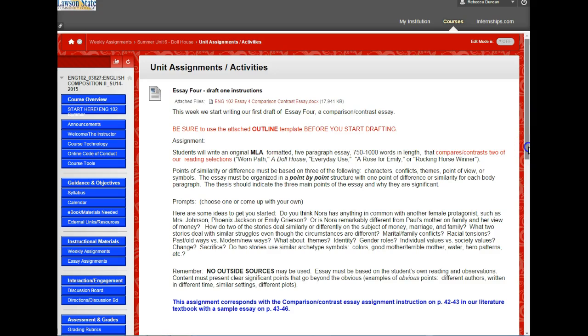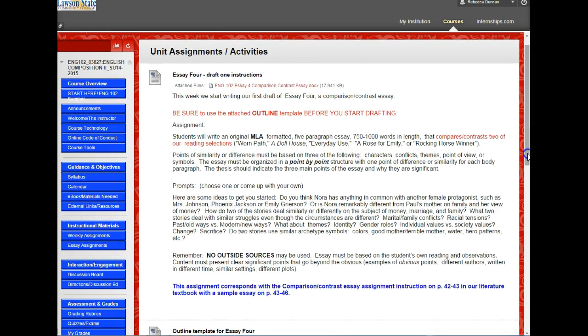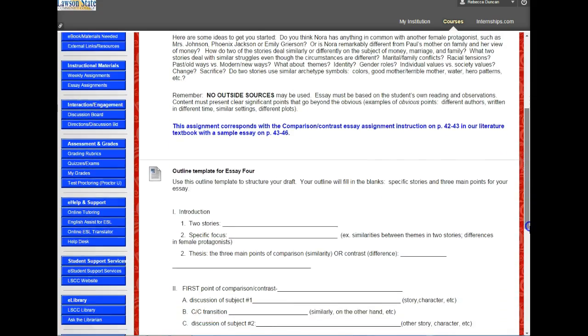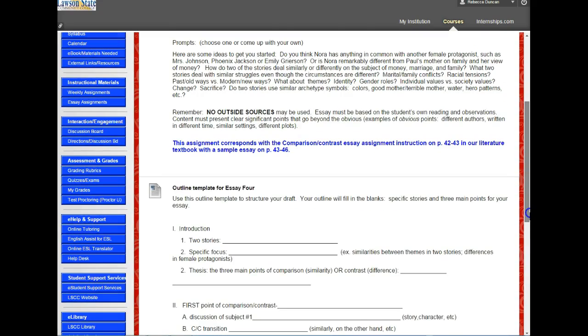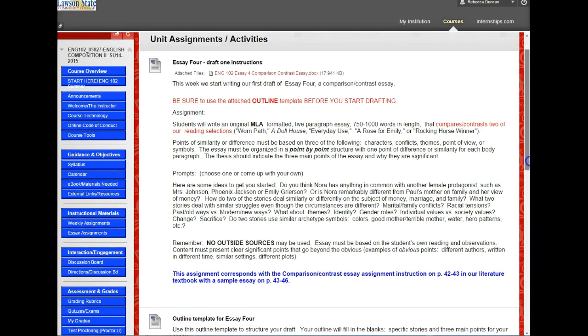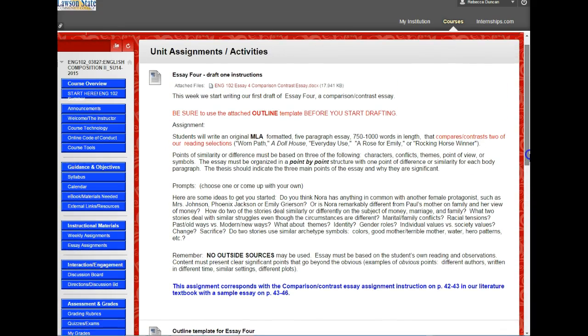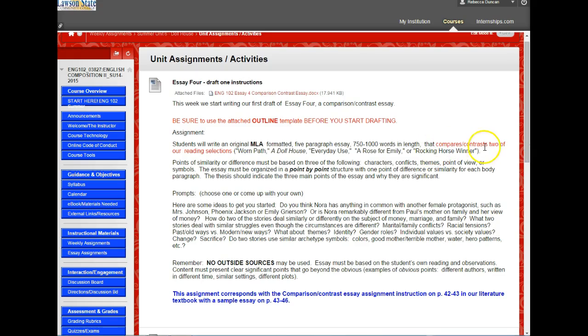It is going to be a comparison contrast paper, so I wanted to go over the instructions and the ways you might approach it, what your options are, and then most importantly, how you are going to structure that for your draft. I provide an outline template to help you. That's what you need to incorporate as your organizational pattern because it's comparison contrast, and there are several ways, as it mentions here. Of course, as usual, we use MLA format, a 5-paragraph essay, 750 to 1,000 words.